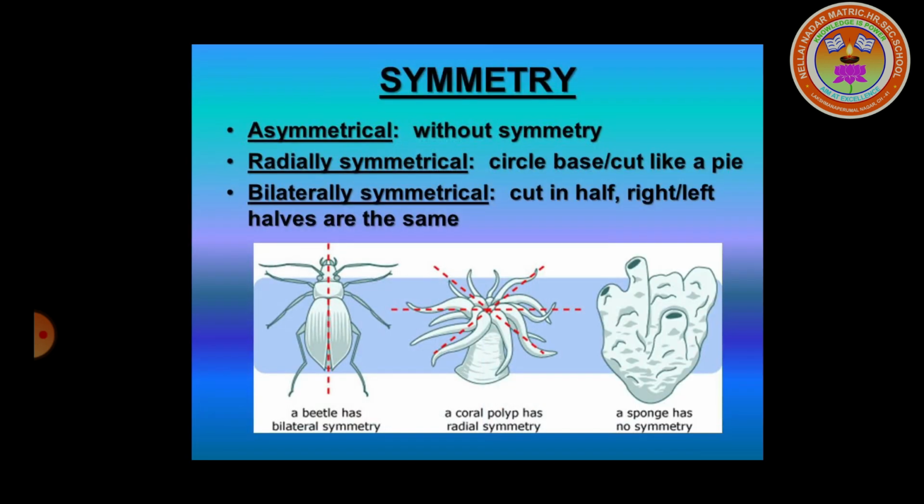Now, the next term is symmetry. Based on the symmetry, all the invertebrate animals are classified into three categories. They are asymmetrical, bilateral symmetrical, and radially symmetrical. If the animal can be divided into two equal halves by one plane, such animals are called bilaterally symmetrical. If the animal can be divided into two equal halves through many planes, such animals are called radially symmetrical. If the animal cannot be divided into two equal halves, then those animals are called asymmetrical.